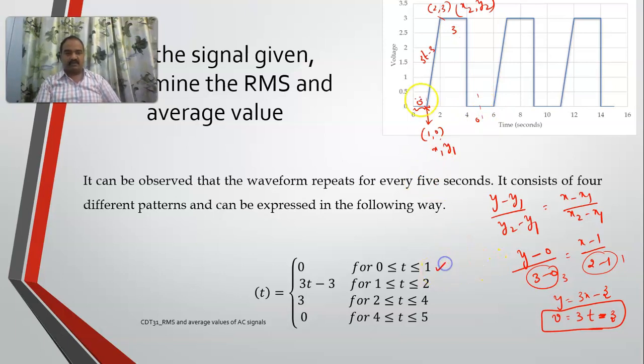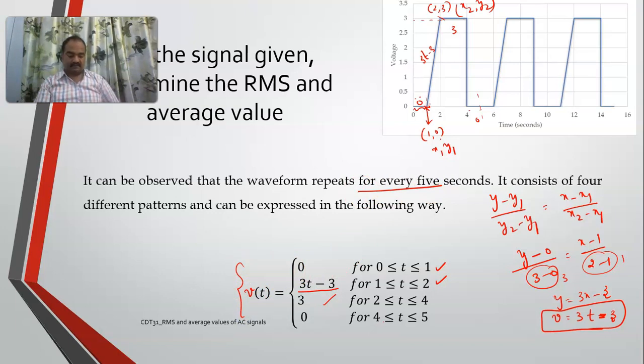See, from 0 to 1, its value is 0. From 1 to 2, it is a straight line which is having a slope, and the equation is 3t minus 3. From 2 to 4, it is constant at a value of 3. And from 4 to 5, its value is 0. So this is step number 1, finding out the time duration. This is step number 2, writing the equation.